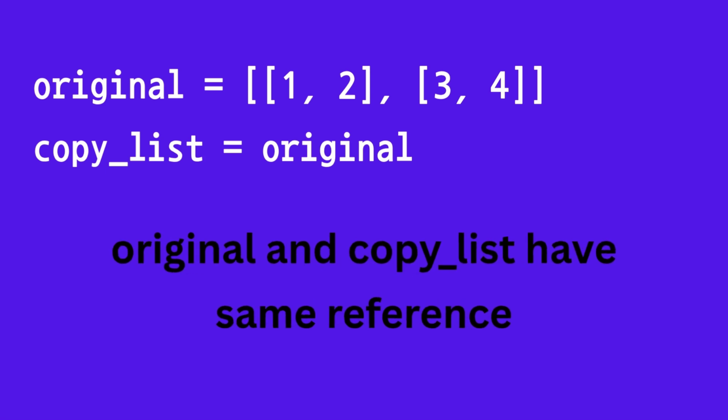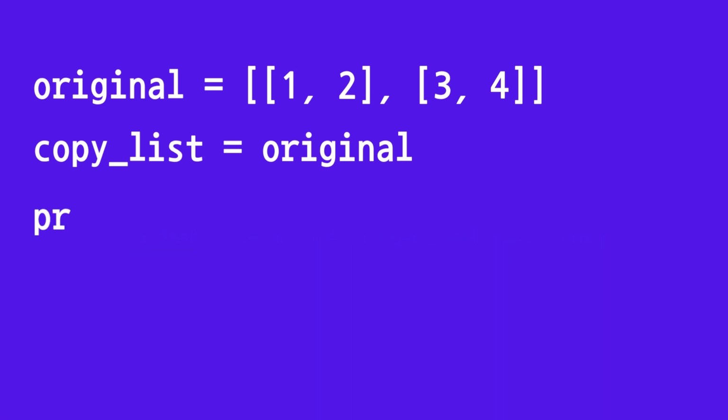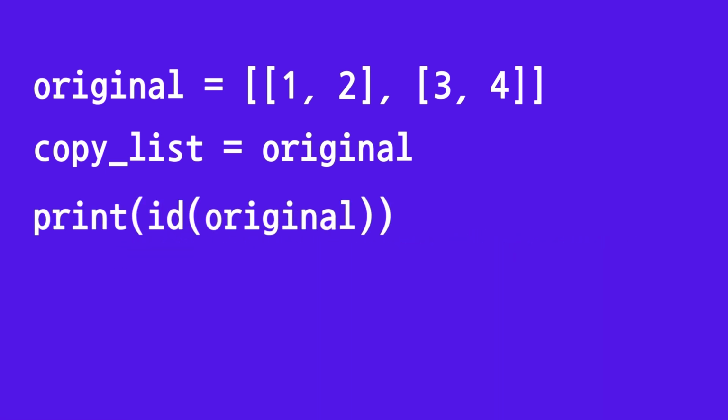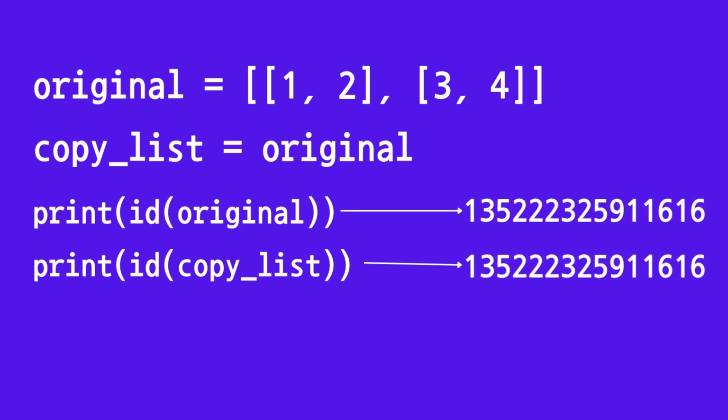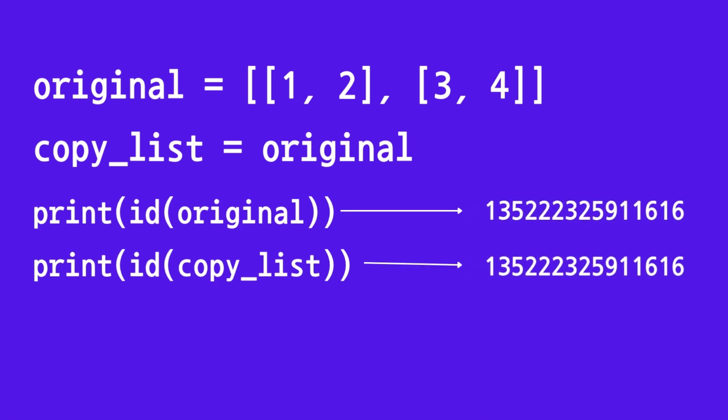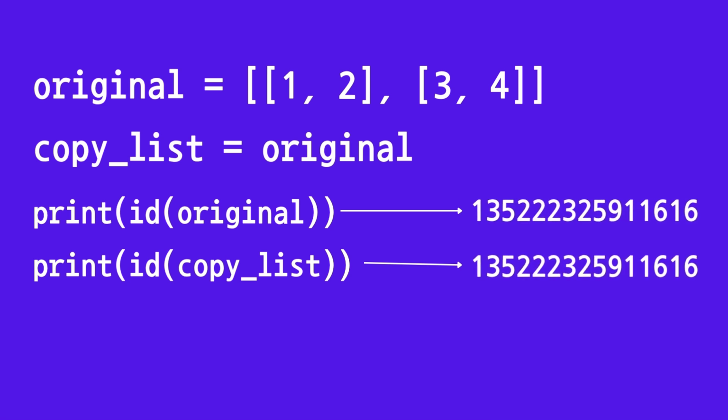So let me prove it with the id function. The id function in Python tells us the memory address of an object. If both lists have the same id, they are actually the same object. You will see the same number printed for both, meaning we didn't really make a new list. We just made another name for the same list.